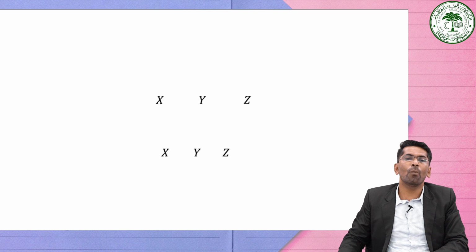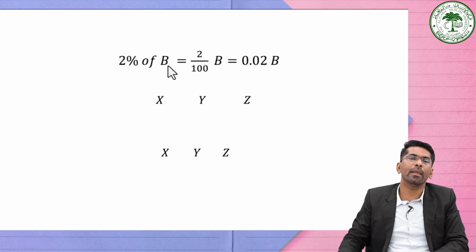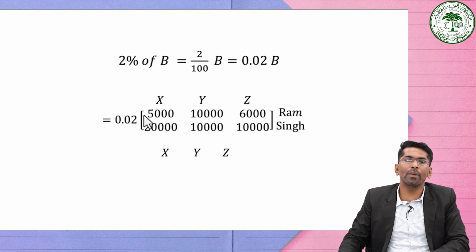Finally, we have one more question, 2% of B, that is matrix B. This means we want to find the profit share in the month of May. 2% is nothing but 2 by 100, which is equal to 0.02. So this is a scalar. We want to multiply each element of matrix B by 0.02.